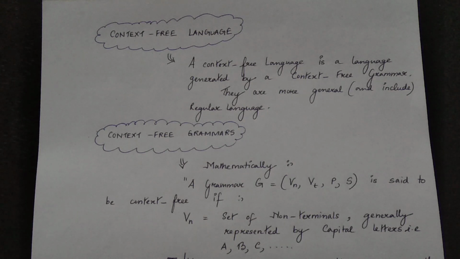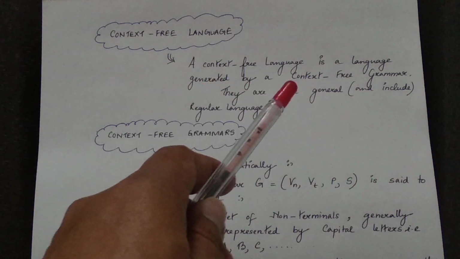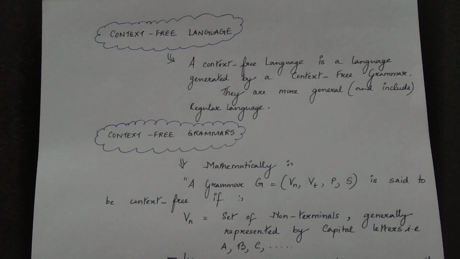If we talk about context-free grammar and regular grammar, the definitions are both the same, with only a small difference in the production rule. I will let you know that now. Okay, now what is context-free language? You can pause the video and note down the definitions. A context-free language is a language generated by a context-free grammar. So the main focus is the context-free grammar. They are more general and include regular languages. What is the meaning of this? I will let you know once we jump to context-free grammars.